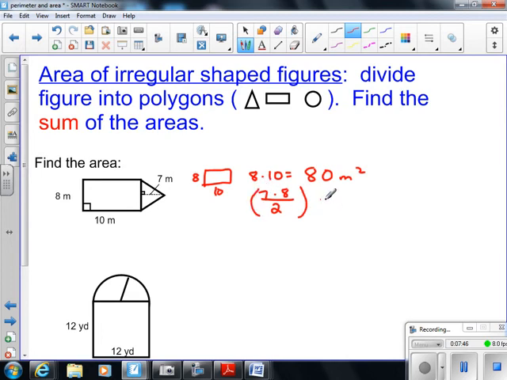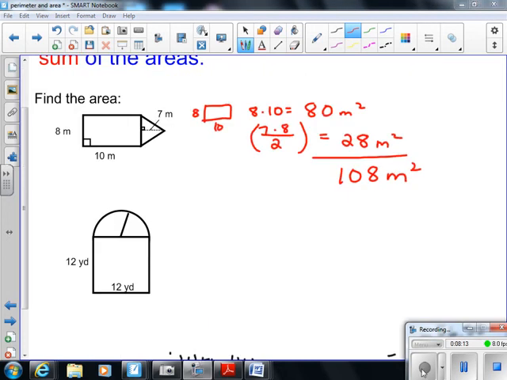And what do you get? 56 divided by 2 is 28 square meters. Or again, you can think of it as 4 times 7. It's 28. Now what do I do? Okay, combine those two and I get 108 square meters. That's the total area for my irregular shaped figures.